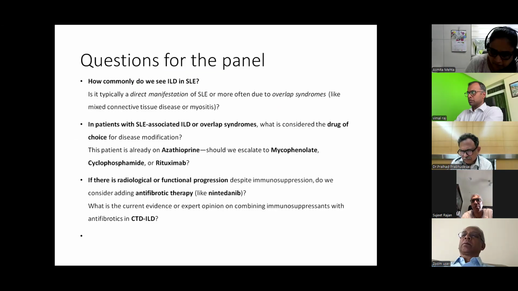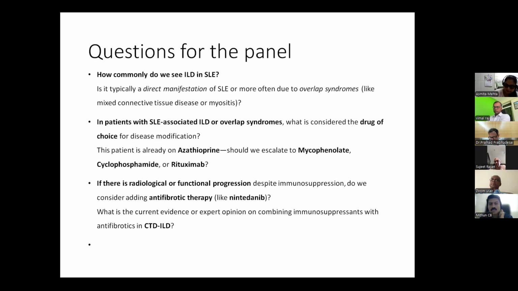If you have to make a change, your question was, should you escalate to mycophenolate? Mycophenolate is not more potent than azathioprine, but it's probably a little safer. So you could switch to mycophenolate without having any high expectations. The key issue I would like to ask Mithun is whether we should consider rituximab before starting an antifibrotic. There seems to be honeycombing developing as per what Vimal said.